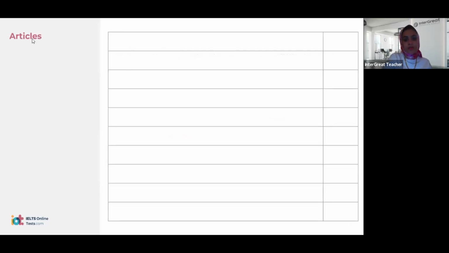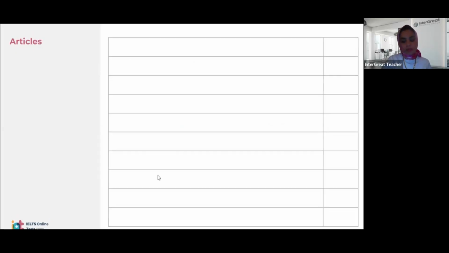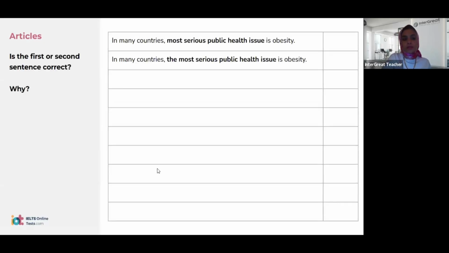So let's start with the articles. By articles, we mean a, an and the. And we see this a lot in writing. Some people, because of their mother tongue or other factors, either do not use any articles or they misuse them. So I'm going to show you now 2 sentences, and I'd like you to tell me which one is correct and why. As you see here, in many countries, most serious public health issue is obesity, and the most serious public health issue is obesity. Which one is correct?